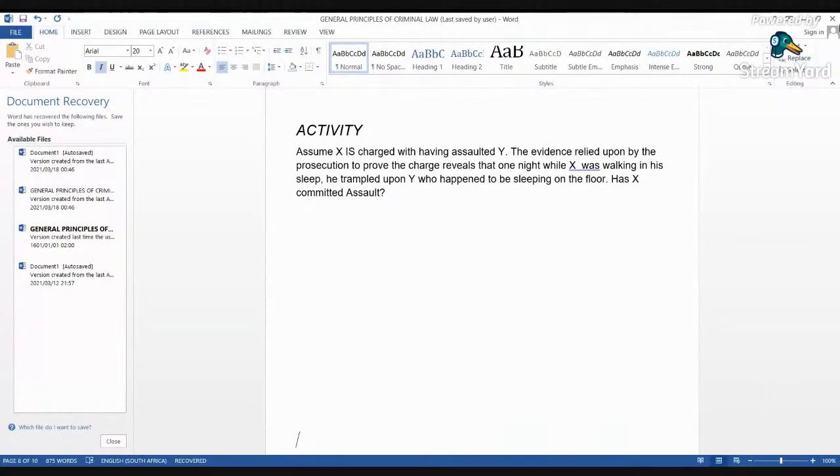Assume X is charged with having assaulted Y. The evidence relied upon by the prosecution to prove the charge reveals that one night while X was walking in his sleep, he trampled upon Y, who happened to be sleeping on the floor. Has X committed assault? That is the activity. I'll give you a minute to think it through before you flip to your study guide. I know you cannot necessarily give me feedback, but have a mental exercise in your head to quickly identify if it is yes or no, without us even getting into the reasoning.